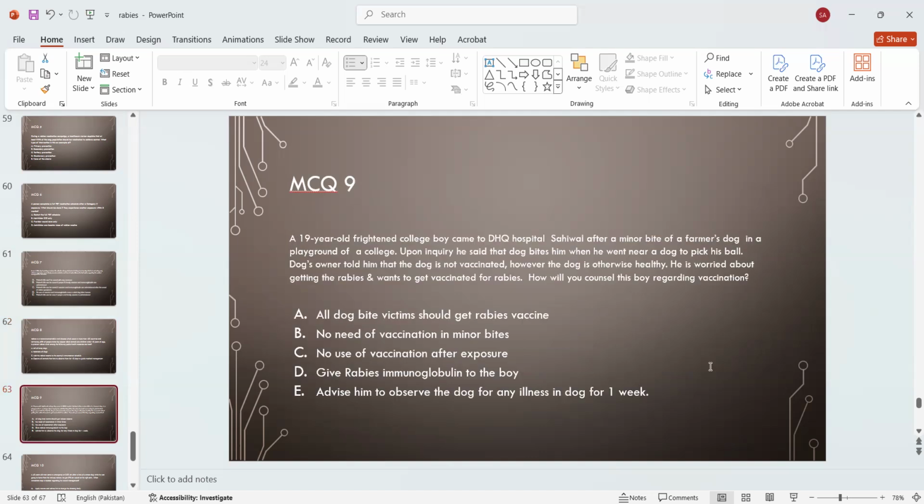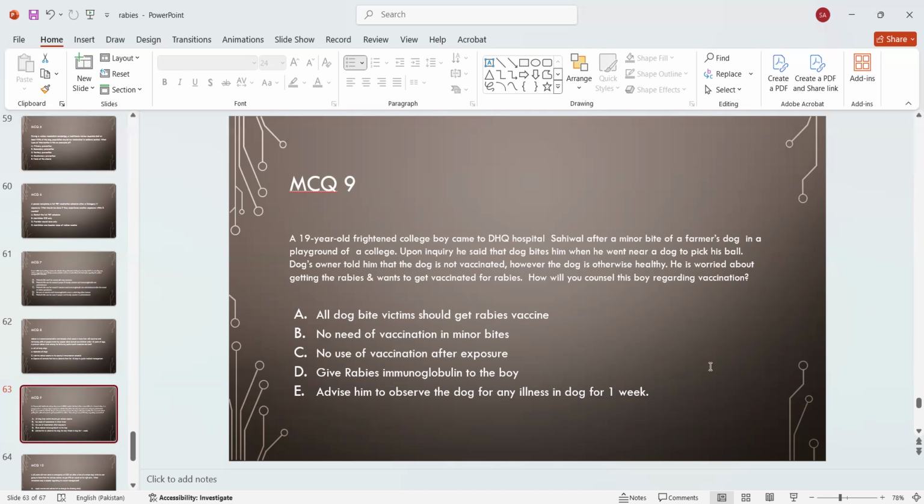MCQ number 9. A 19-year-old frightened college boy came to DHQ Hospital Sahiwal after a minor bite of a farmer's dog in a playground of a college. Upon inquiry, he said the dog bit him when he went near the dog to pick his ball. The dog's owner told him that the dog is not vaccinated. However, the dog is otherwise healthy. He is worried about getting rabies and wants to get vaccinated for rabies. How will you counsel this boy regarding vaccination?